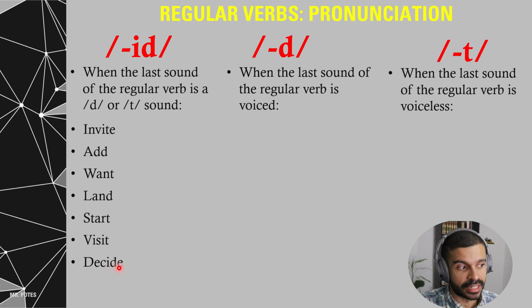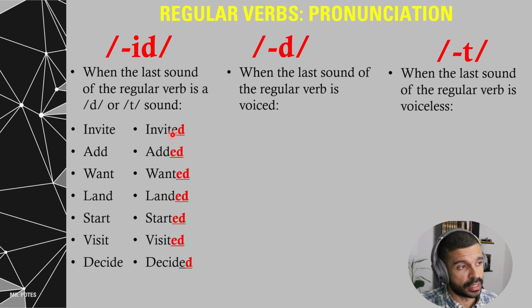We say decide. D. But what do all these verbs have in common? Two things. First, they are regular verbs. What it means is that we just add d or ed to write them in past, just like so. And second, the last sound when we pronounce these verbs in past is this sound, id. For example, invited, added, wanted, landed, started, visited, decided. So in all these verbs, the letter E is not silent.